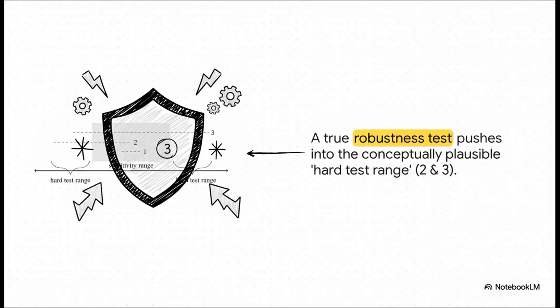And this image just lays it all out perfectly. Look at scenario 1. That's great. Your theoretically plausible range is totally inside that stable zone. But the real test of your finding strength, that's scenarios 2 and 3. That's where you intentionally push your parameters into that hard test range just to see what happens. A finding that can survive that kind of pressure, now that's something you can really be confident in.